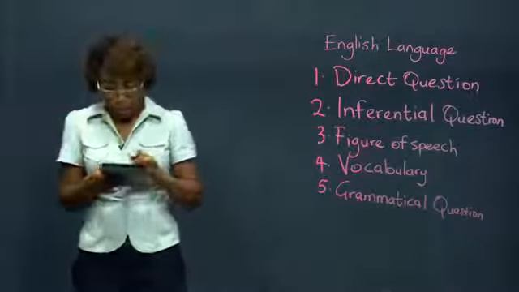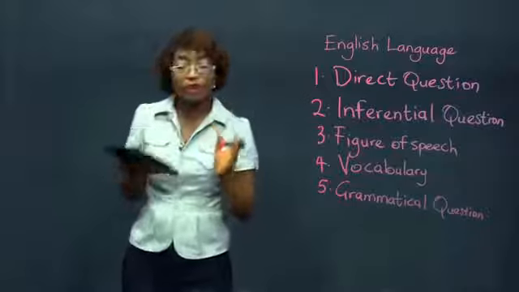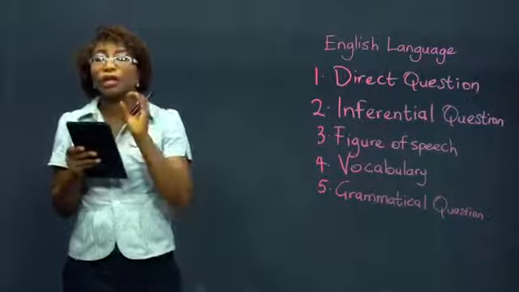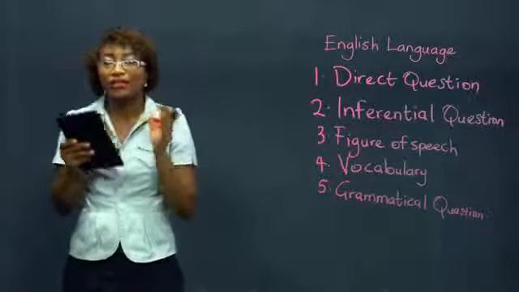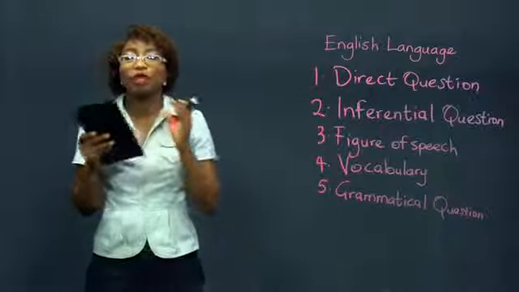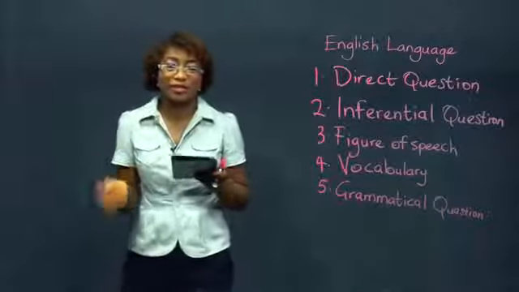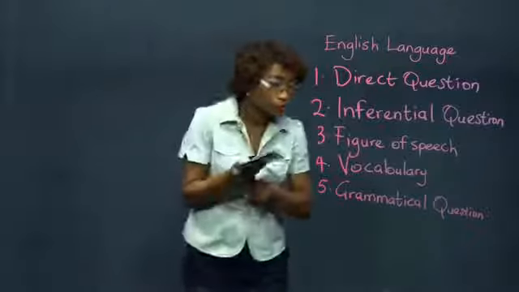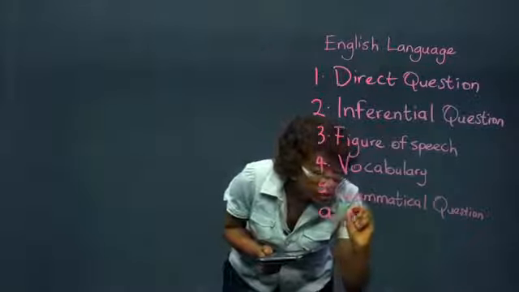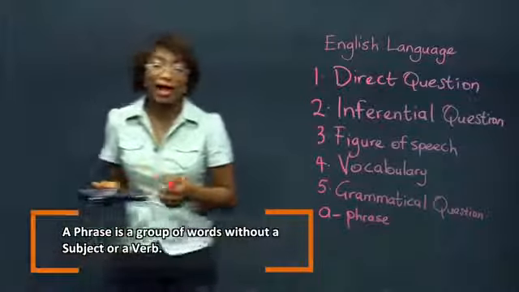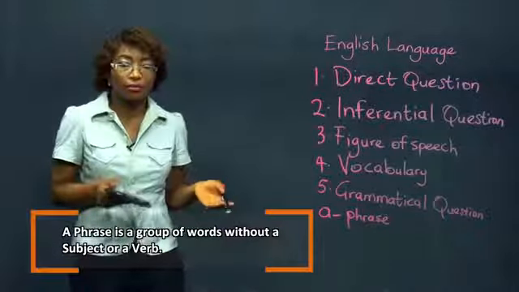Now, usually, the types of grammatical questions or the types of phrases or clauses that we are given are the noun phrase or clause, the adjectival phrase or clause, and the verbal phrase. Now, what's a noun phrase? What is a phrase? A phrase, first of all, is a group of words that does not have a subject and does not have a verb in it.